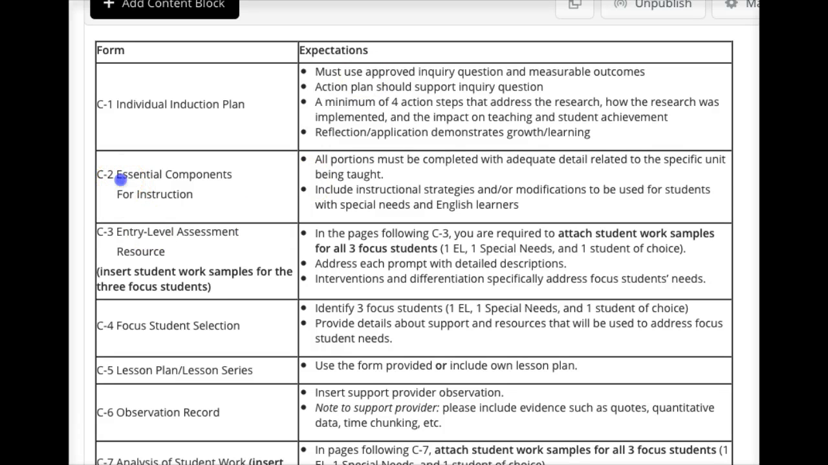We're going to focus on C2, Essential Components for Instruction, and you'll notice the expectation is all portions must be complete with adequate detail related to the specific unit being taught. Include instructional strategies and/or modifications to be used for students with special needs and English learners. Let's take a look at this specific piece and this document and try to determine how critically important it is to the success of your inquiry.